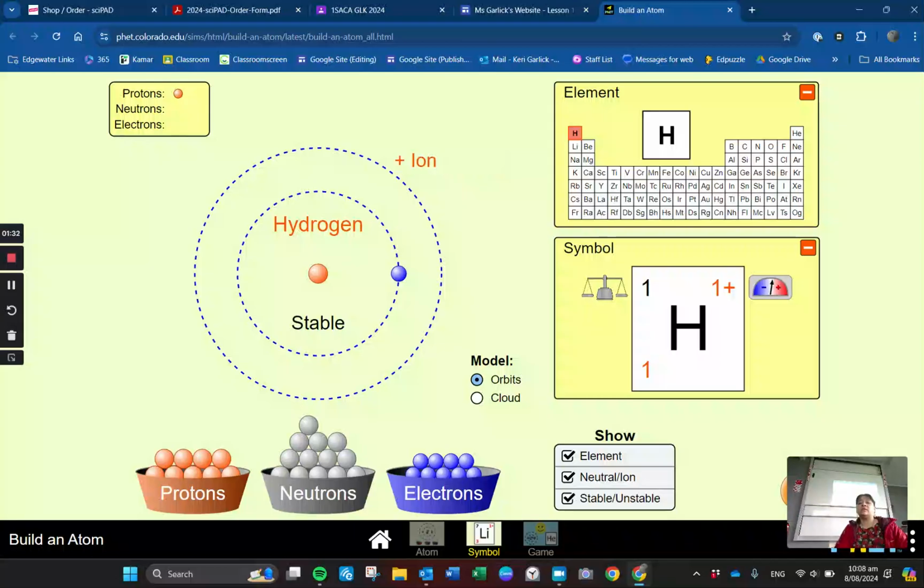But the moment I take away this electron, it's now become an ion. So an ion is a charged particle. They can be positively charged or negatively charged. All right? We good so far?